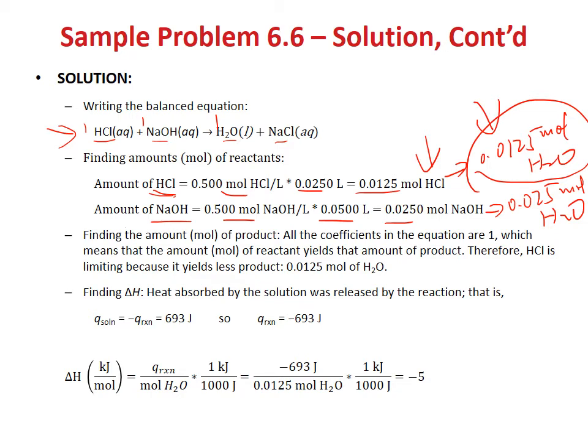Therefore we can use the heat, which is the negative of the heat of the solution, divided by this number of moles. Now this is in joules, so after you calculate joules divided by moles, you then divide by 1000 to give you units in kilojoules. So that gives you delta H is -5 kilojoules per mole.